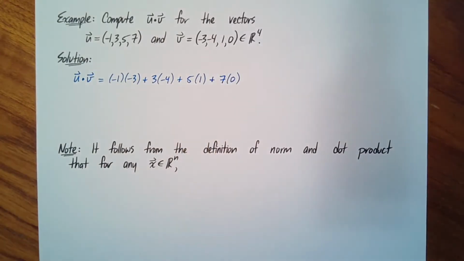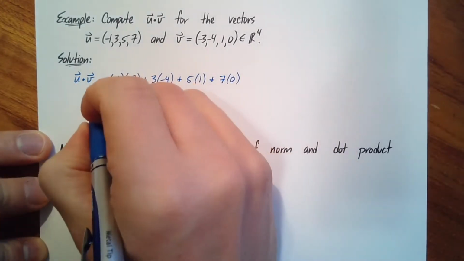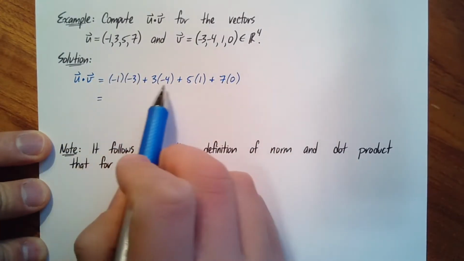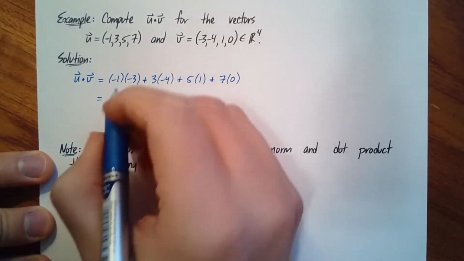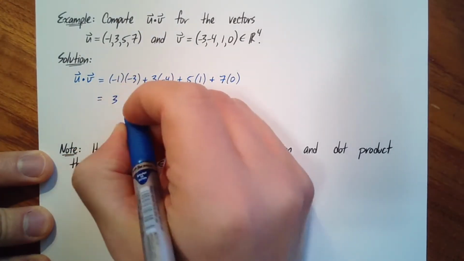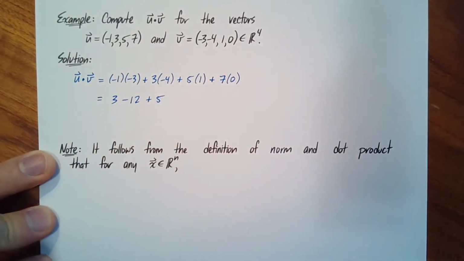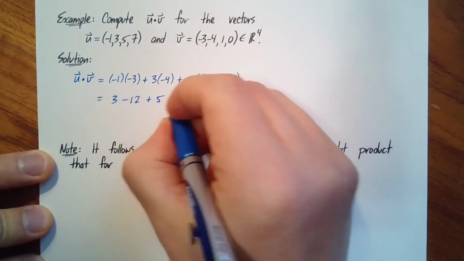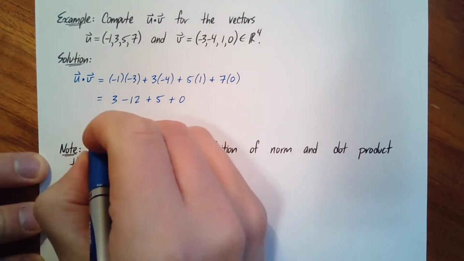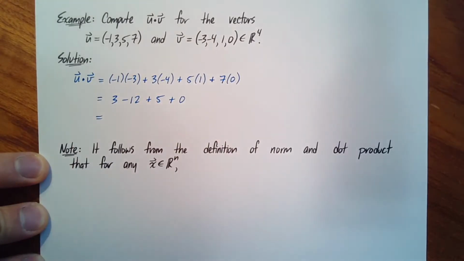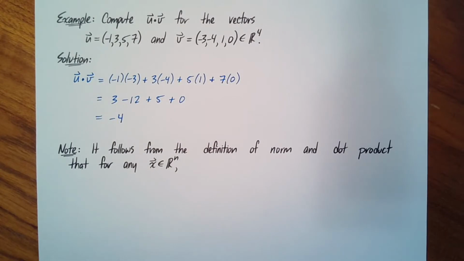So that's the definition of dot product. So now just work out what all the products are. So this is going to be +3, this will be -12, this will be +5, and this will be 0. So we'll have +3 minus 12 plus 5. Right, I could write the plus 0 too. But anyways, 3 minus 12 is going to be -9. And if you add 5, you're going to get -4. So that is our dot product, just using the definition.